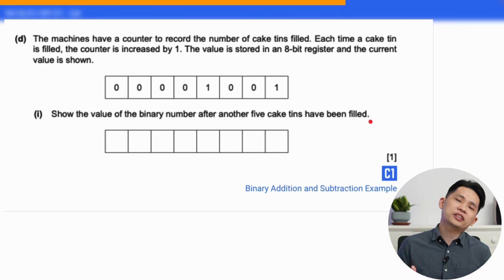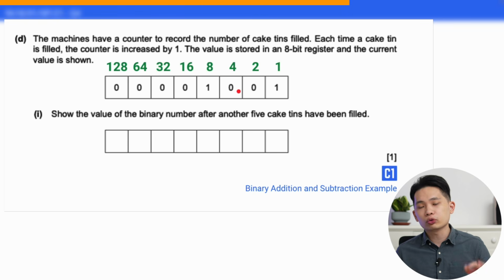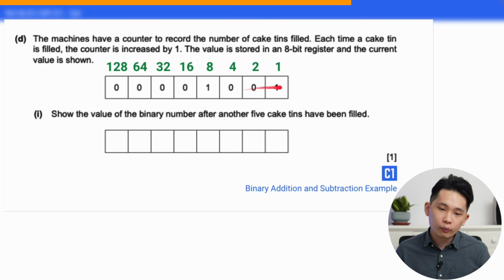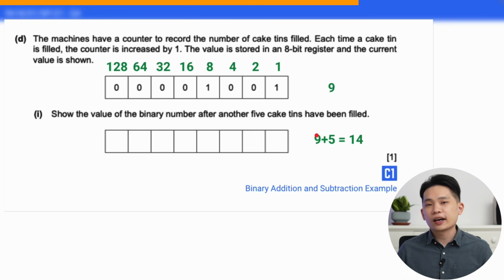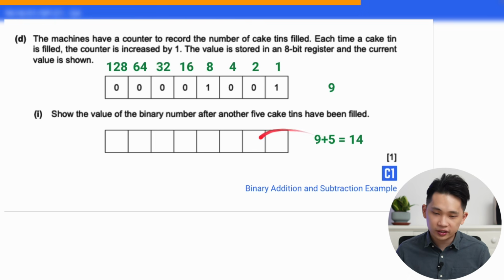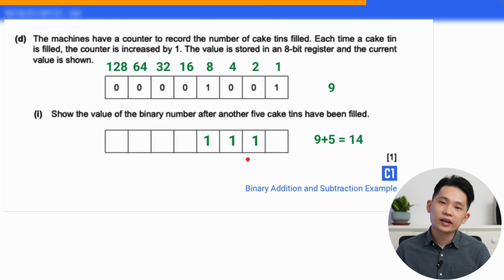So this is just a basic math question here, and let's convert the above number into denary first. The denary form will be 9, since we have 8 plus 1. And then 9 plus 5 is equal to 14. And how do you get 14? It's pretty simple. Basically just 8 plus 4 and then plus 2. And the rest of the boxes you can just fill in with 0.